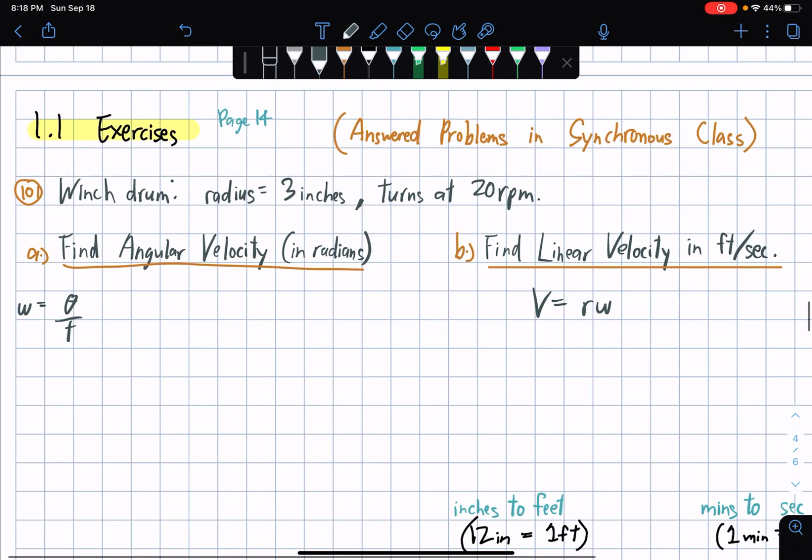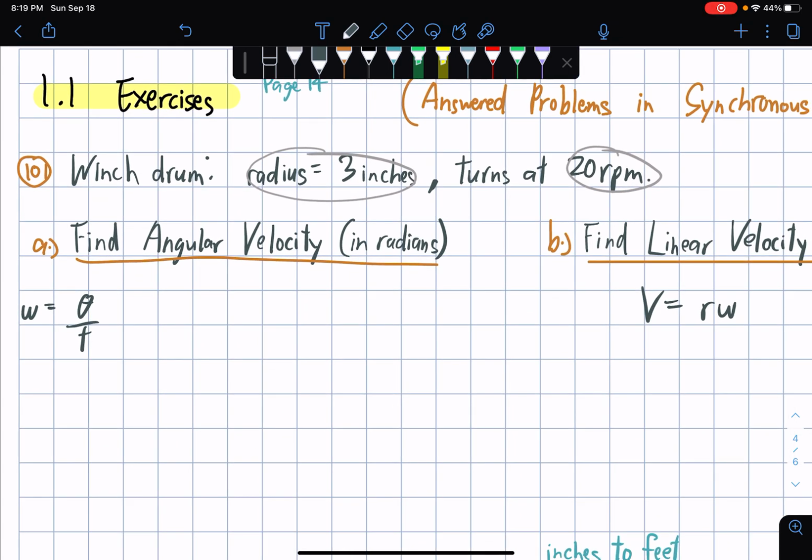Anyways, for number 101, winch drum. So that's the theme of this word problem. The radius is 3 inches and it turns at 20 revolutions per minute. So we have to find the angular velocity, specifically in radians. That won't be a problem since, if I'm not mistaken, usually our answer for W is always in radians. It would be another step harder if we're tasked to find the angular velocity in degrees. So let's apply our current knowledge.